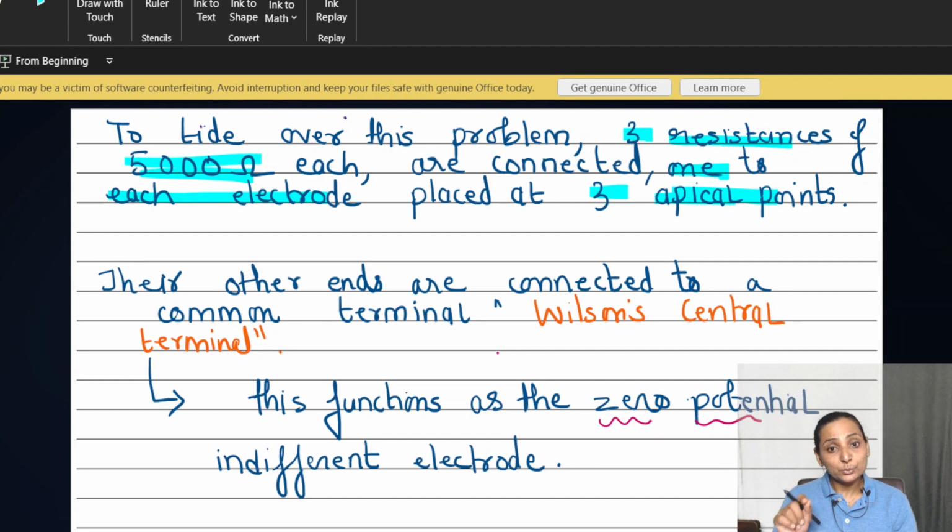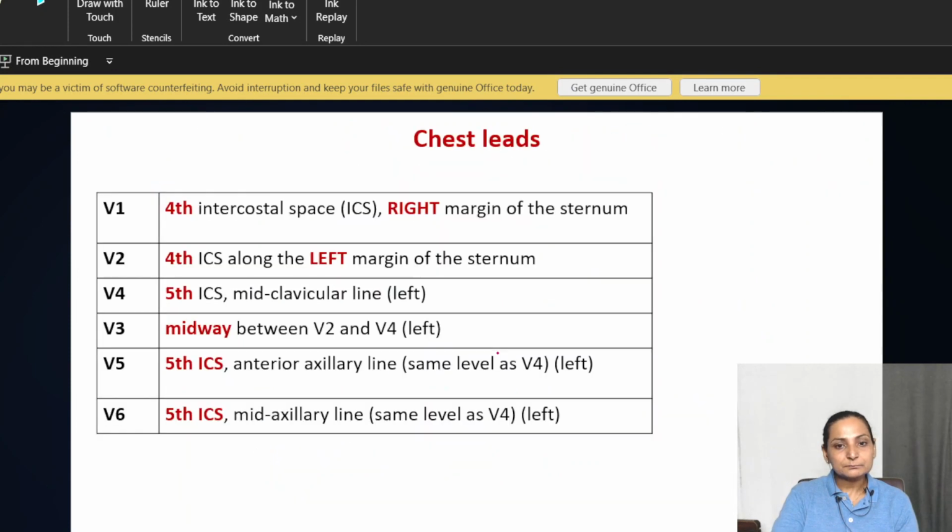What is unipolar? Active or the exploring electrode minus indifferent electrode. So you have got the various chest leads, V1 to V6. You need to know their positions. V1, 4th intercostal space, right side of the sternum. V2, 4th intercostal space, left side of the sternum.